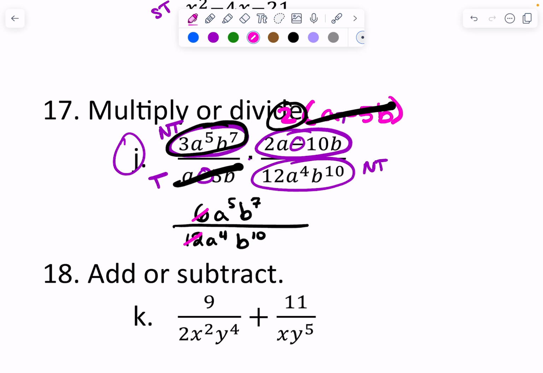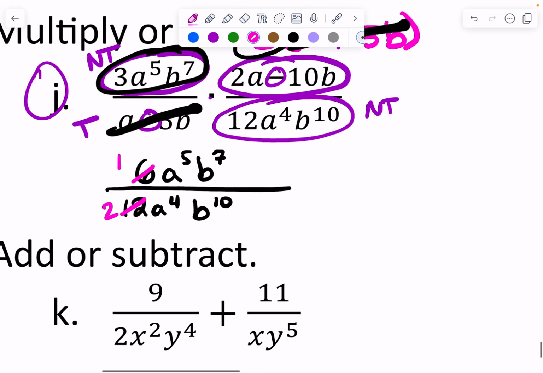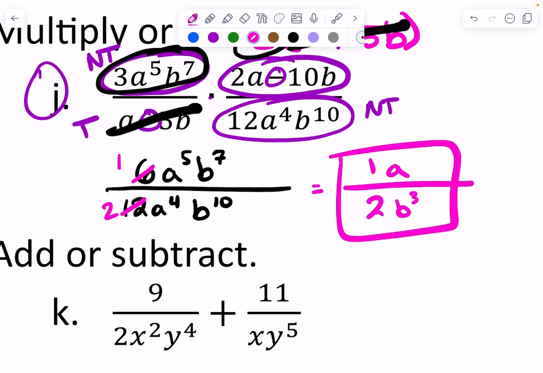This 6 and this 12 will reduce to be 1 and 2. Okay, I have 5 a's on the top and 4 a's on the bottom. So I will have 1a on the top, and then 7 b's on the top and 10 b's on the bottom. So I'll have 3 b's on the bottom. And that's what it will look like.